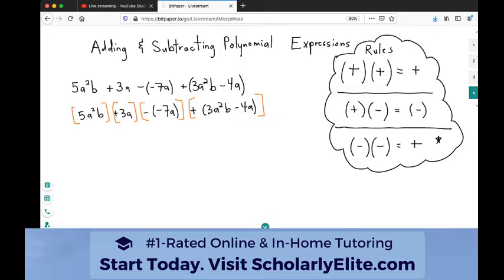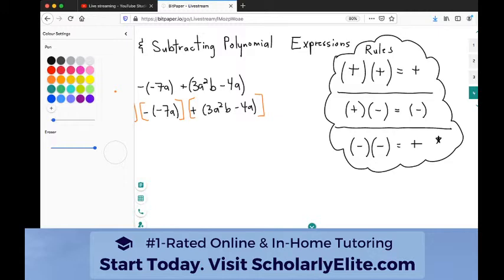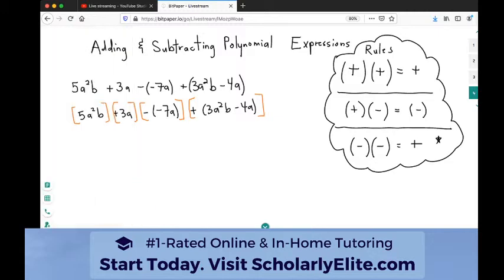Now, the reason I'm showing you this is not that I expect you to do this every time. If you're starting out and you're not sure, you can describe which parts are separate by whether or not you need to do any operations in that section and whether it affects anything else. So 5a squared b is going to stay where it is. 3a is also going to stay where it is because nothing has changed for these. There's no multiplication, no changing of signs.